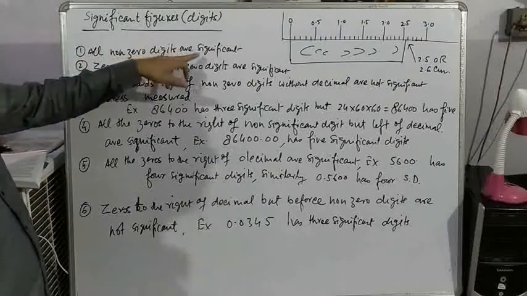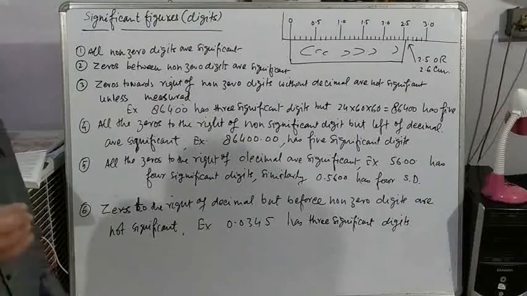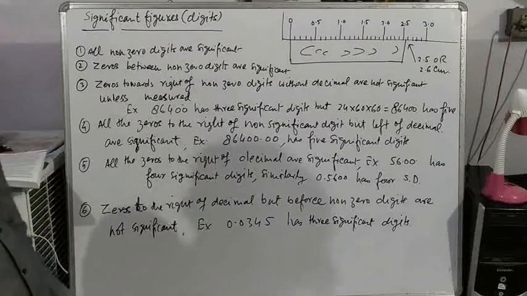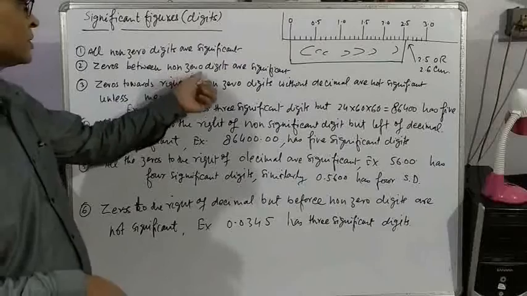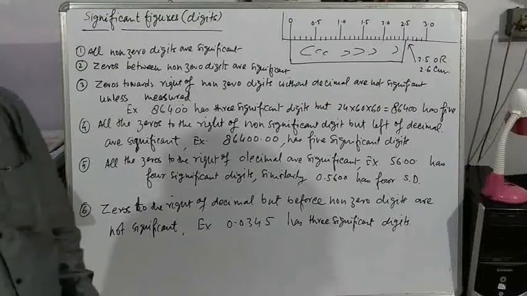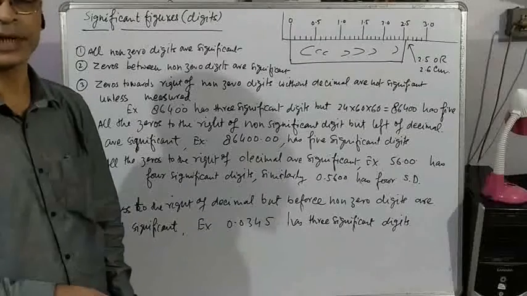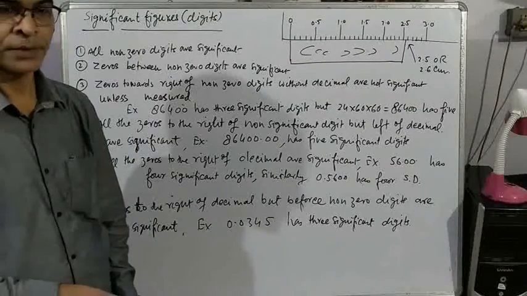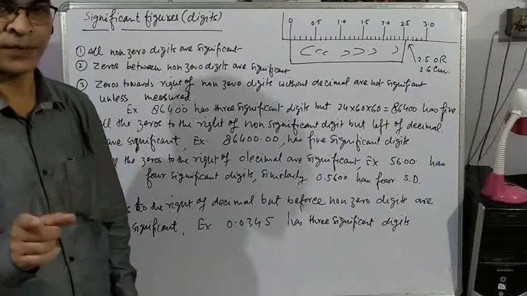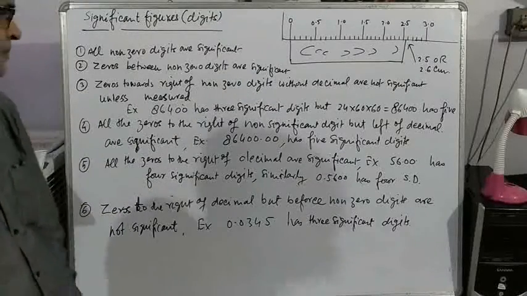All non-zero digits are significant. If you are getting non-zero digits in a measurement, all the digits are supposed to be significant. Zeros between non-zero digits are significant. Suppose the length of a body comes out to be 2004 centimeter. Then the zeros between 2 and 4 are significant. So total significant digits in this measurement will be 4.